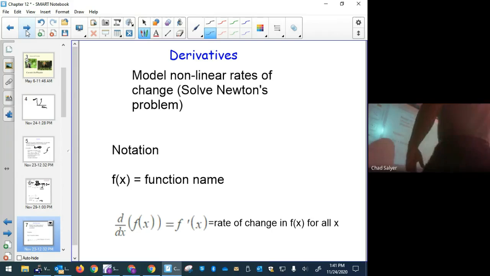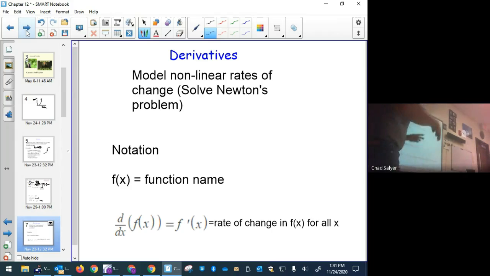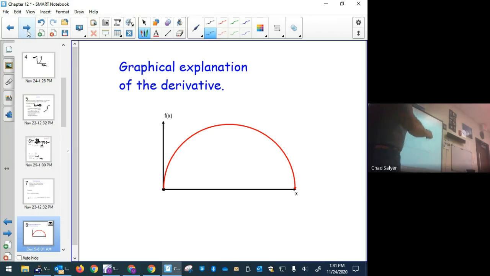All right, so this is the notation for the derivative. How do you find it? Well, there's a couple ways, hard way and easy way. I'm going to teach you both real quick. First of all, the hard way, and this is important because it helps you understand Newton's thinking.